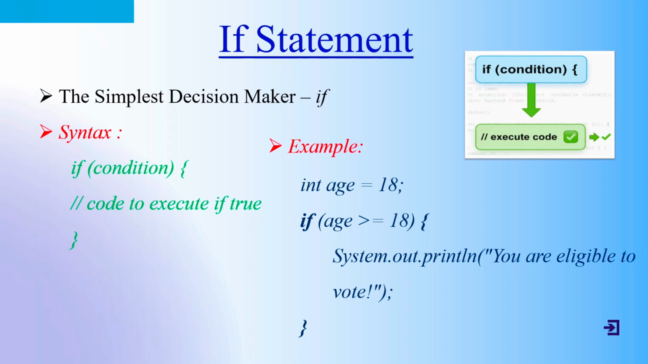The if statement is one of the simplest decision makers present in Java. It checks a particular condition, and if that condition is true, then the code inside that particular if block will be executed. If it is false, the program just ignores the if block. Let's try to understand this in a practical way.